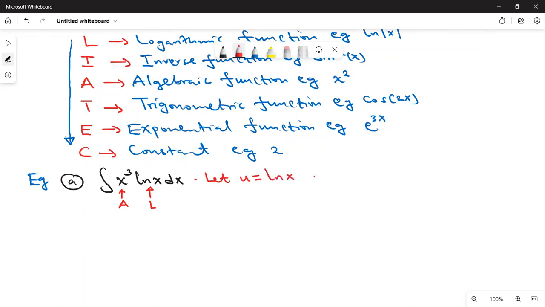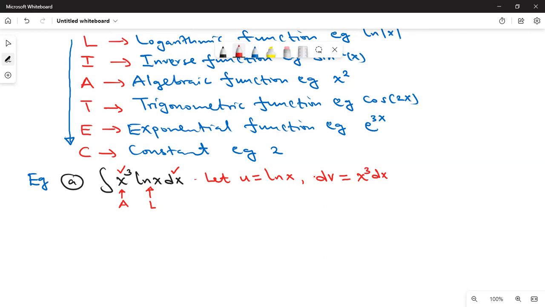Now, what you realize is that we remain with x cubed and dx. Those ones will form dv. So our dv in this case will be equal to x cubed dx. You see the way I've linked them? You start by choosing u. Once you have decided on which function is u, automatically the remaining functions will form dv.